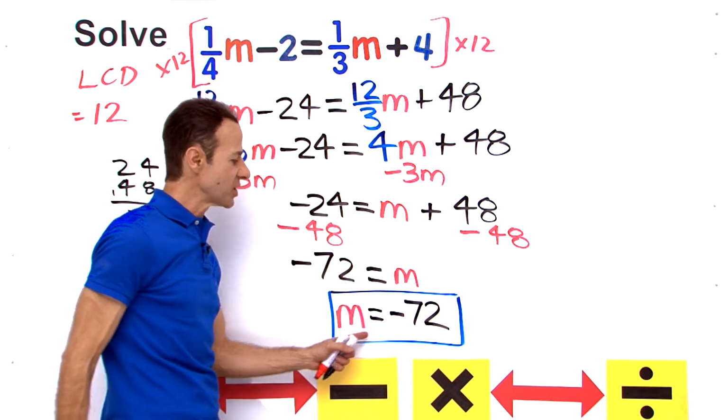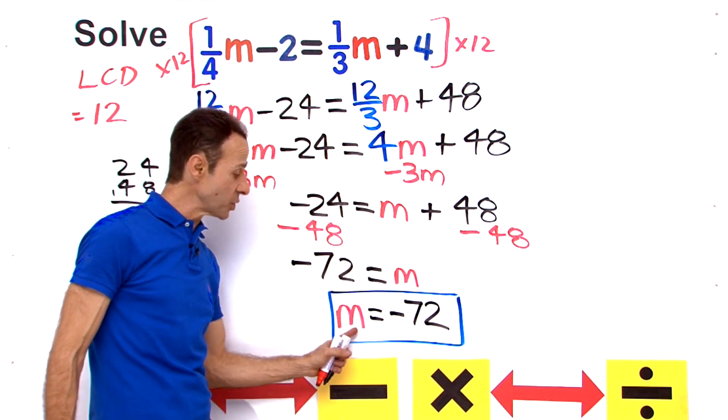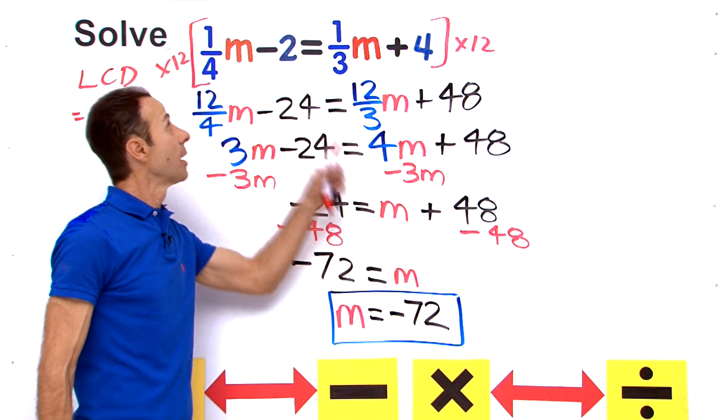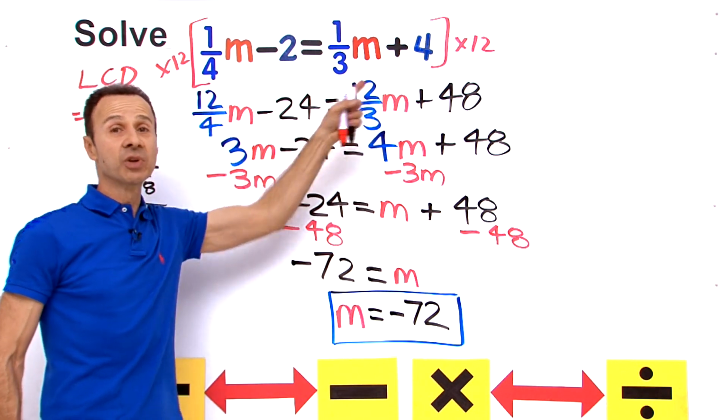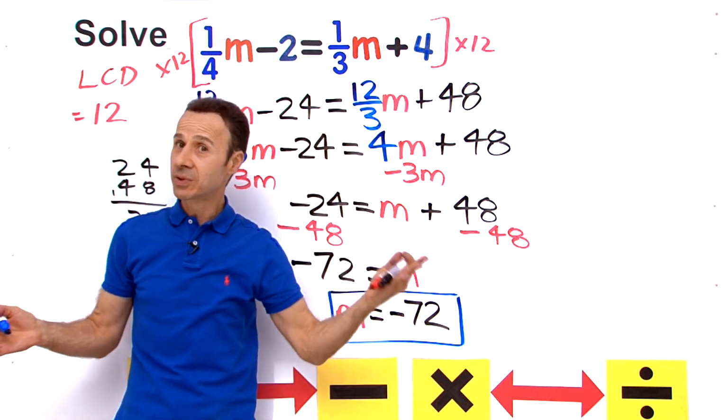Okay, if you want to check and see that that's correct, all you have to do is substitute m equals negative 72 back into the original equation, and you'll notice that the left-hand side equals the right-hand side.